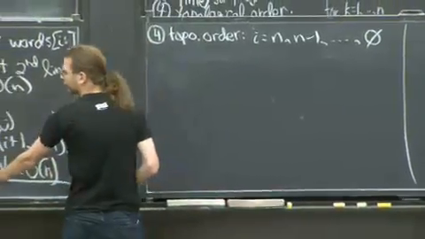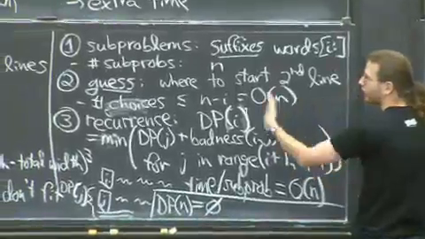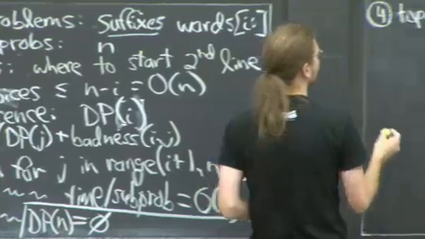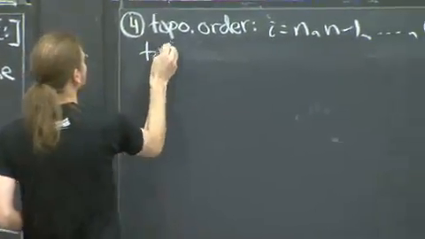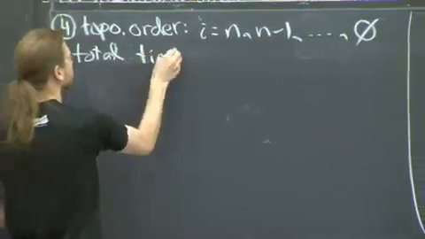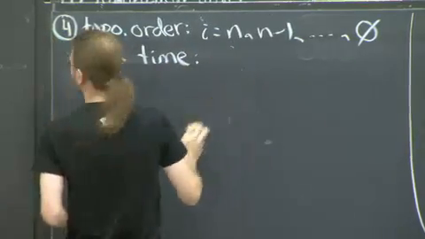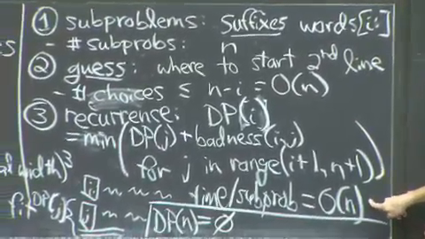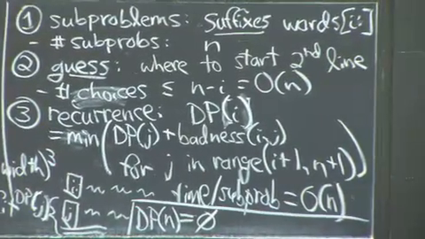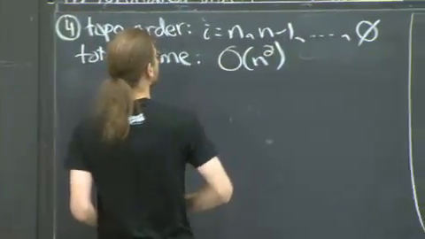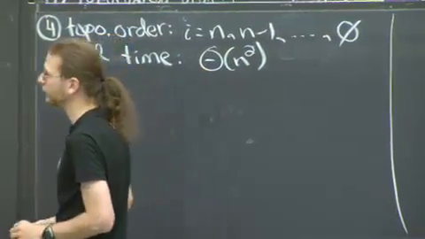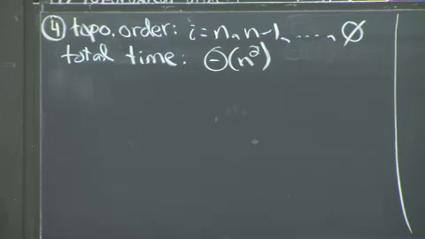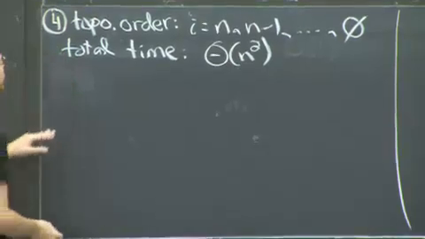This one, of course, is instantaneous. And then we work backwards. And always, whenever we need to compute something, we already have the value. The total time we get is going to be the number of subproblems, which is n, times the running time per subproblem, which is order n, which is order n squared. And in the worst case, it is indeed theta n squared. Although in practice, it's going to work better because lines can't be too long. So that's the running time.